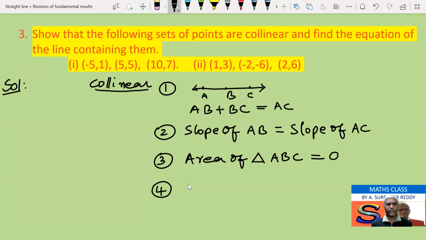And finding the equation of AB and substituting the third point C in it, if the third point also satisfies the equation, that means the 3 points are collinear. So in different ways we can show that the given 3 points are collinear.